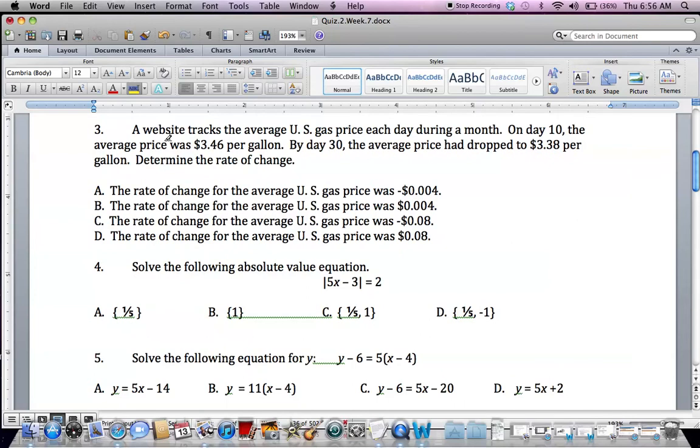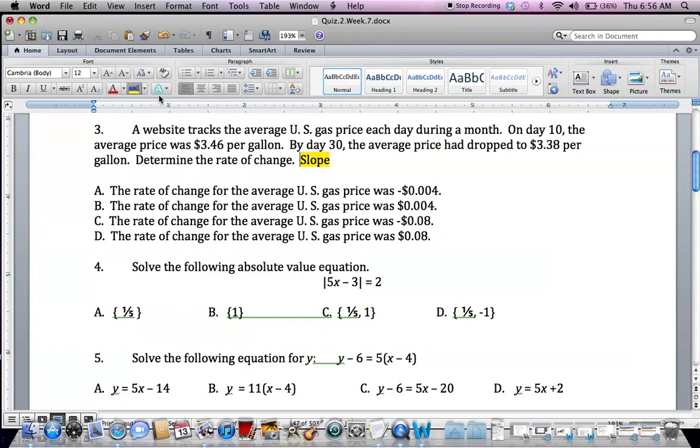Number 3, a website tracks the average U.S. gas price each day during a month. On day 10, the average price was $3.46 per gallon. By day 30, the average price dropped to $3.38 per gallon. Determine the rate of change. And remember, we said rate of change is the same thing as just saying slope.